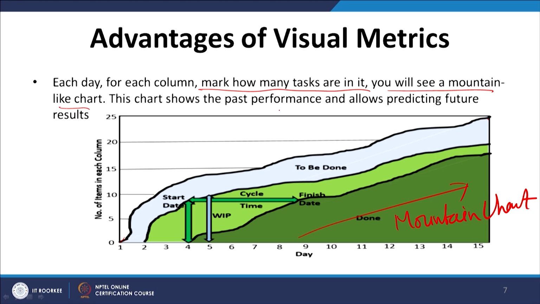And this chart shows the past performance and allows predicting future results. So, you can see this relates to the Kanban card. If you remember, we have 3 components: to be done, what is being done, and done, those things which we have already done. So, you have a number of items in each column, how many items are there in a particular column at a particular time, depending upon how many days there are.